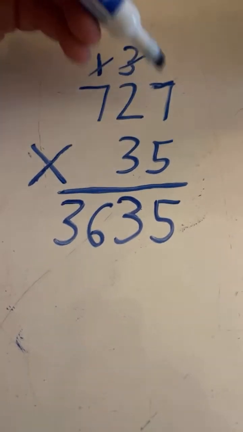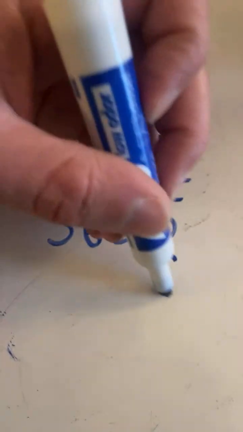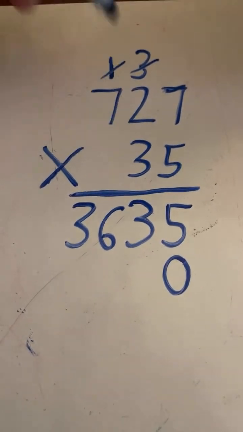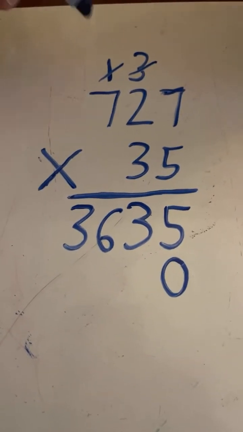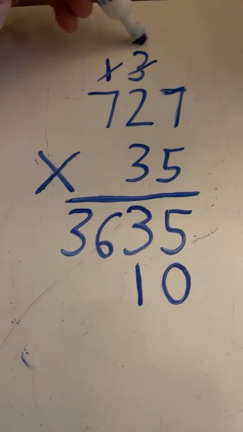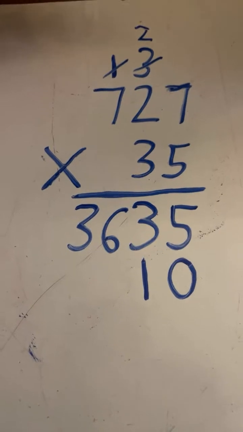Now, since both digits in the ones place have already been multiplied, we're going to put a 0 in the ones place. 7 times 3 equals 21. Again, our product's more than 10, so we're going to regroup. The 1 in 21 goes in the tens place. The 2 gets carried over to the hundreds place.